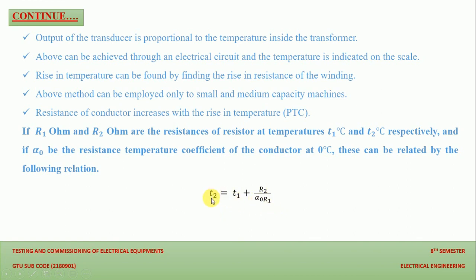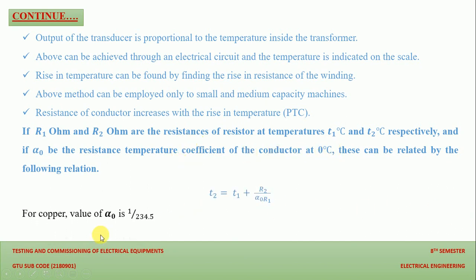Here T2 is the temperature for resistance R2, and T1 is the temperature for resistance R1, or we can say the condition where we have not applied any voltage to the device. At that time the temperature is T1, and when we give the rated voltage and current to the device, the temperature of the device will increase, so the temperature of the winding will also change. It reaches T2, and R2 is the resistance at the point where the transformer is actually loaded. Alpha 0 is the temperature coefficient at 0 degree, and R1 is the initial resistance.